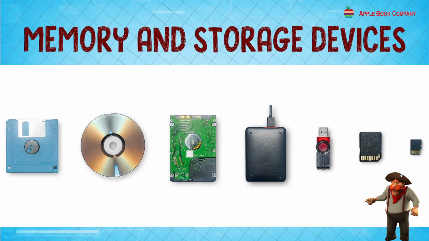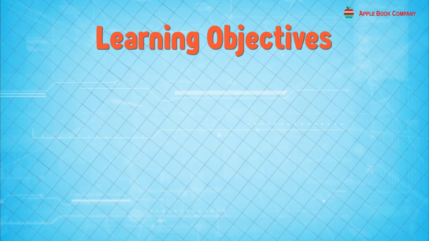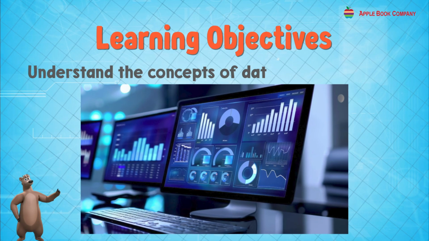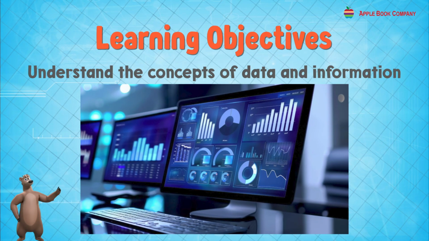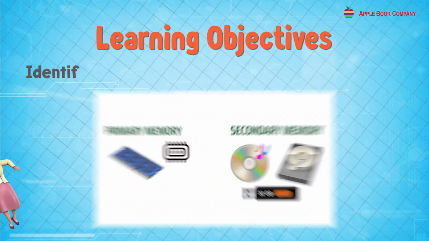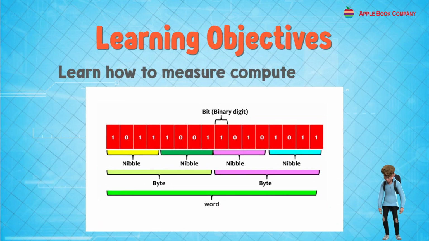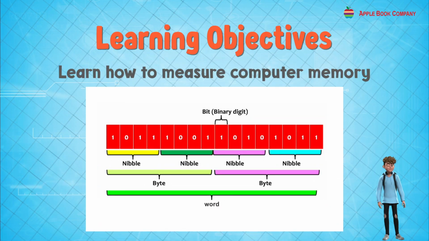Let's begin with a new chapter today, memory and storage devices. First, let's start learning about the objectives. Understand the concepts of data and information. Describe the different types of computer memory. Identify primary memory and secondary memory. Learn how to measure computer memory.